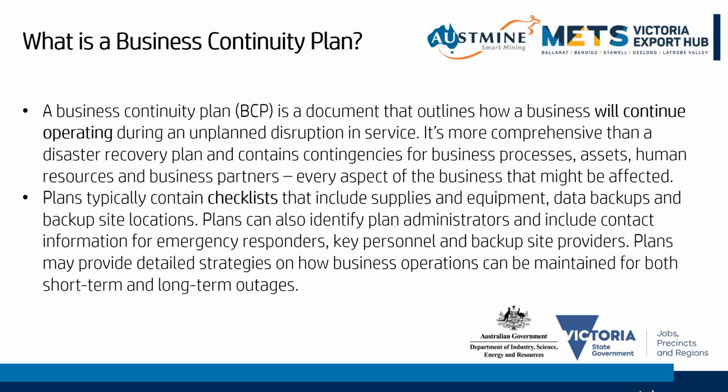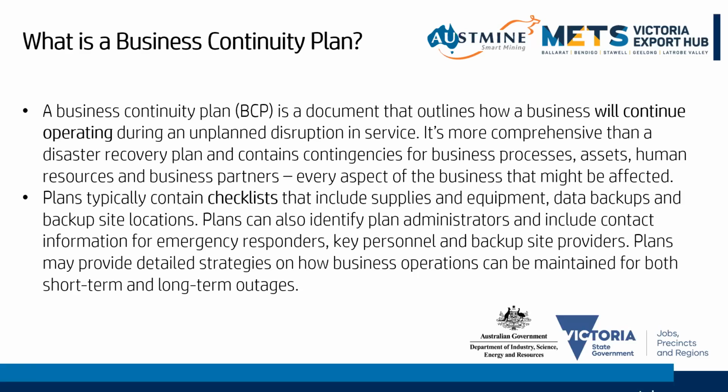So a business continuity plan is a document that outlines how your business will continue operating during an unplanned disruption in service. It's all fine and well to have a planned disruption and to be alerted to the fact that such a disruption is going to occur. So for example, your energy provider might let you know that they're doing scheduled maintenance and they're going to be taking certain parts of the grid down. But more often than not, disruption happens without any planning.